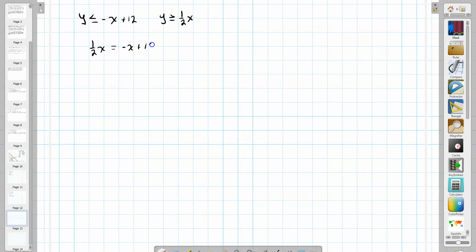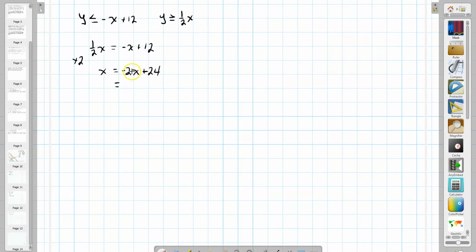and set it equal to negative x plus 12. And now we just have one variable in one equation, so we can go ahead and solve that. In this case, I think the first step I'm going to do is multiply both sides by 2 to get rid of that half. So if I'm multiplying by 2, I'm going to get rid of the half here, so I'll have x. But whatever I do to this side, I have to do to the other side, so I'll have negative 2x plus 24.